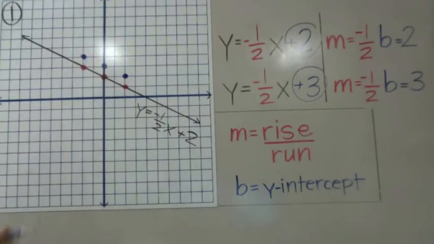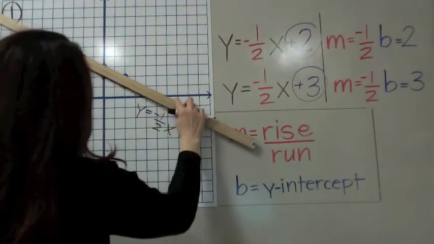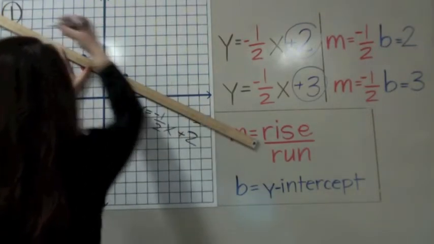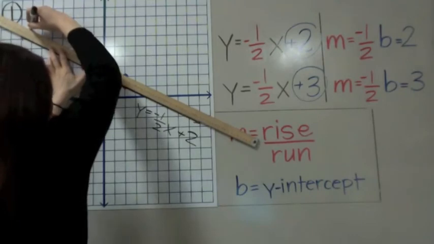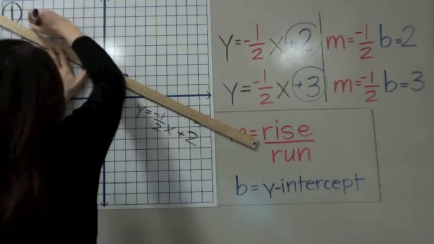So there we go. We see this line also has the same slope, but it has a different y-intercept. So when we connect the points to make a line, it looks like this.